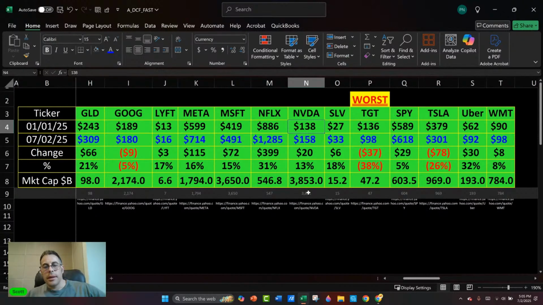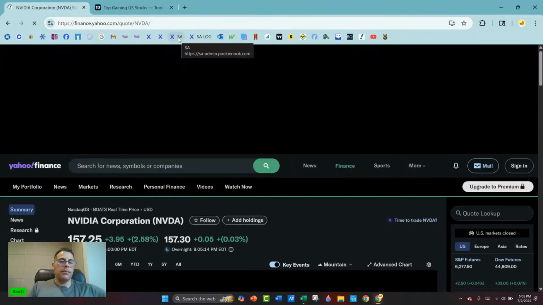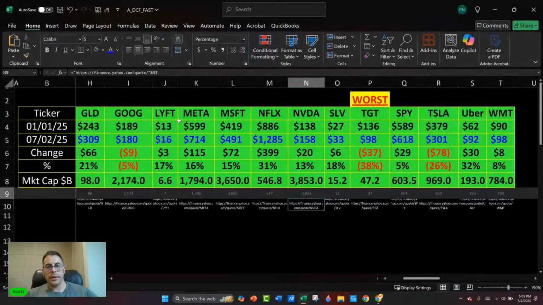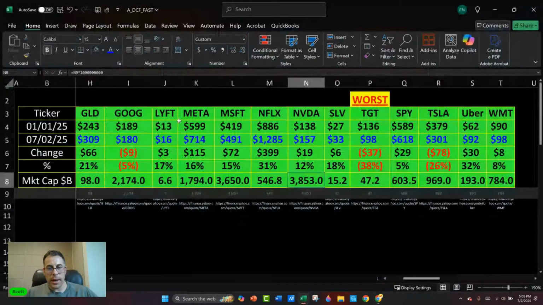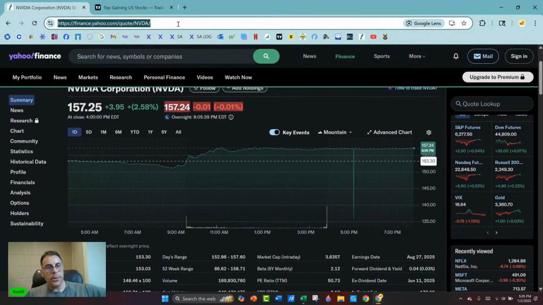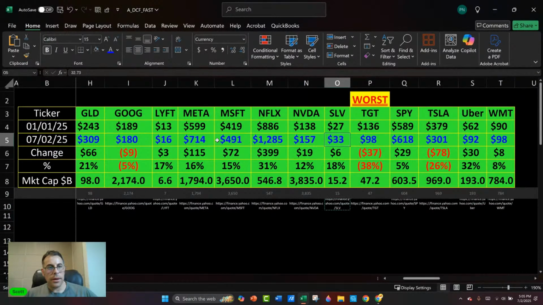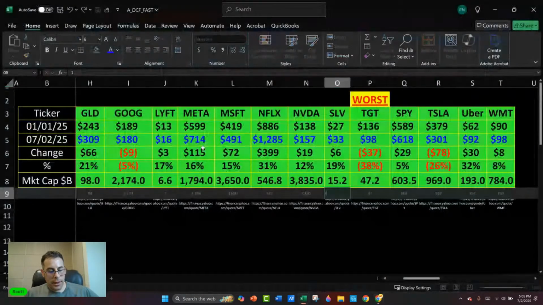Nvidia, the most popular stock. Of course, that went up today 2.5%. And that has the largest market cap. 3835. Silver. Does anybody buy silver? Not doing as well as gold, but 33.24. What's the market cap? 15.21.